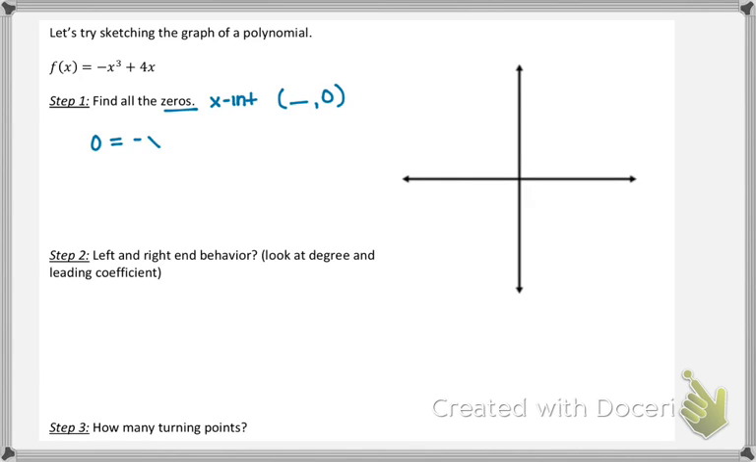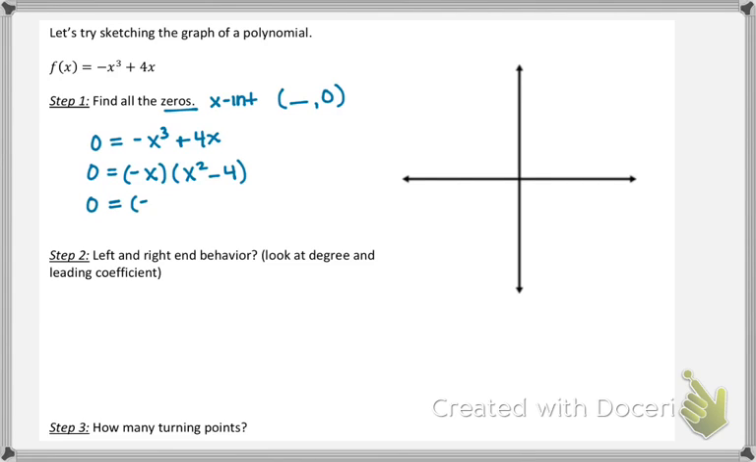0 equals negative x cubed plus 4x. And to solve for x, we can solve by factoring. My GCF is negative x. If the leading coefficient is negative, we always factor out the negative. And I'm left with x squared minus 4.